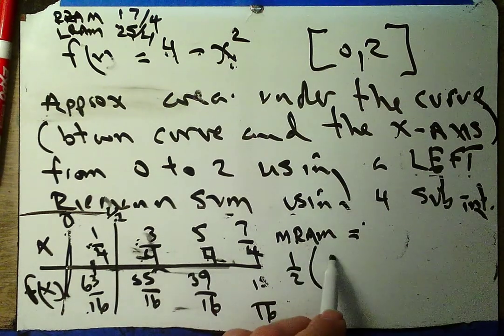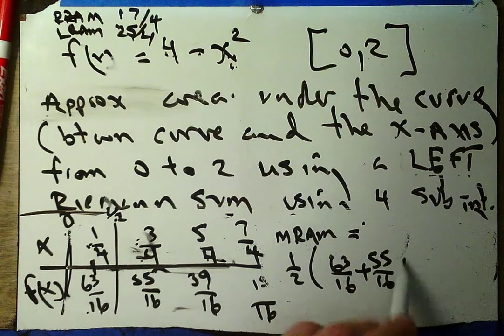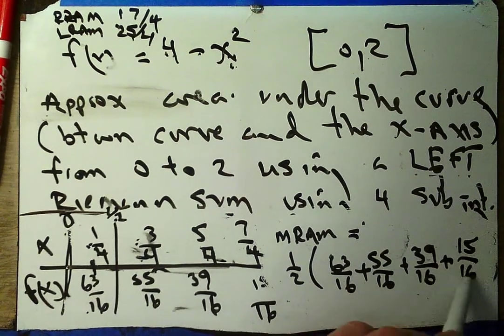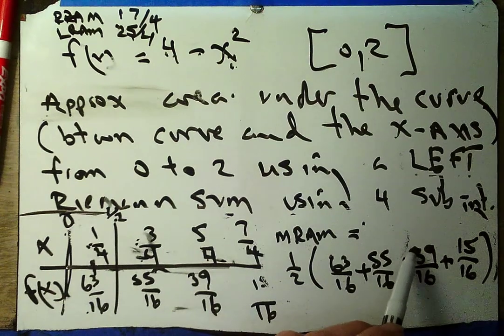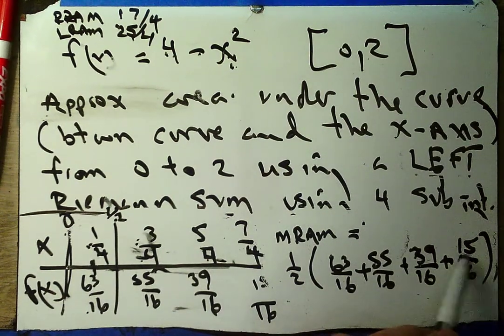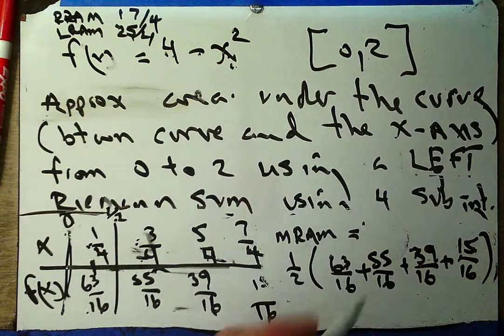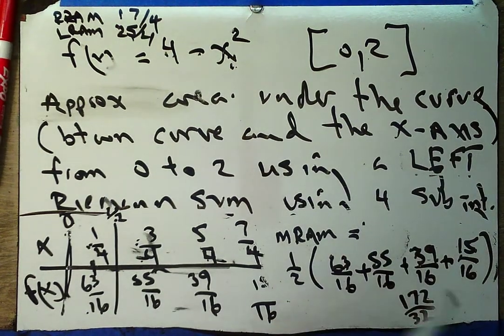1/2 times 63/16 plus 55/16 plus 39/16 plus 15/16. 110, 120, 130, 140, 150, 164, 169, 172. I get 172 over 32.